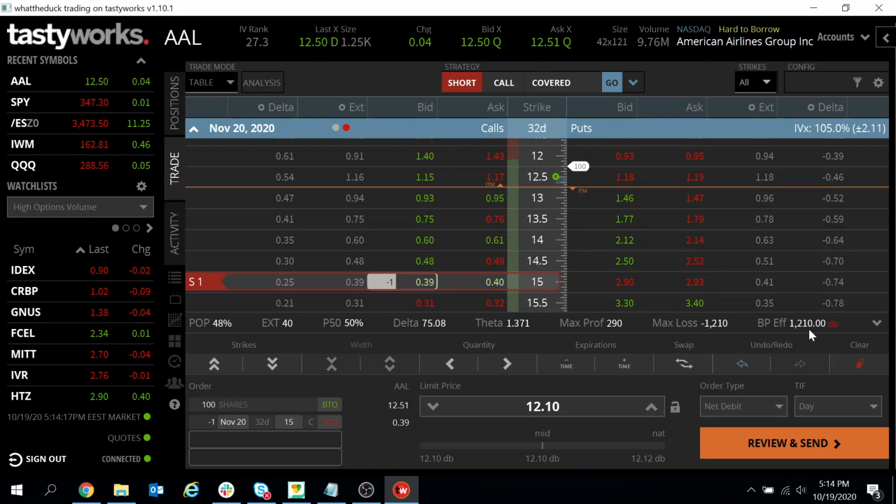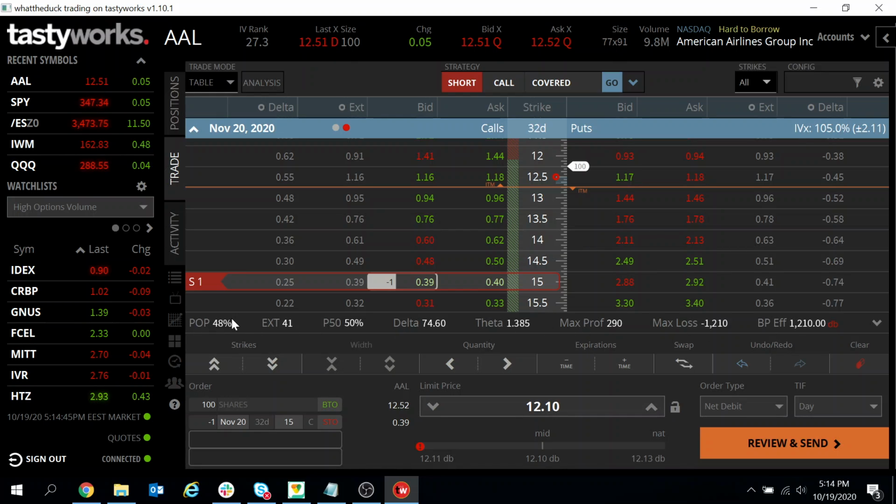So the buying power efficiency, this is how much the broker will charge you for this transaction. Because it's covered, meaning that we have the stock to put up and fulfill the criteria for the contract, it's exactly our buying price. So it's 12.52 minus the premium collected. And that is right now $1,210.